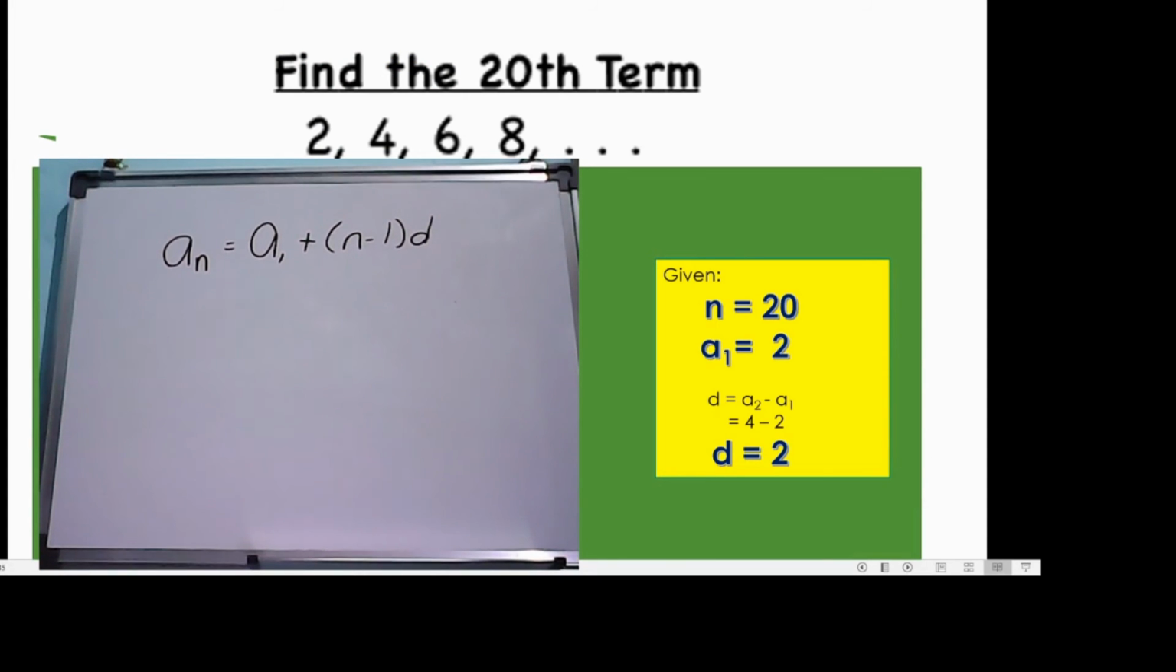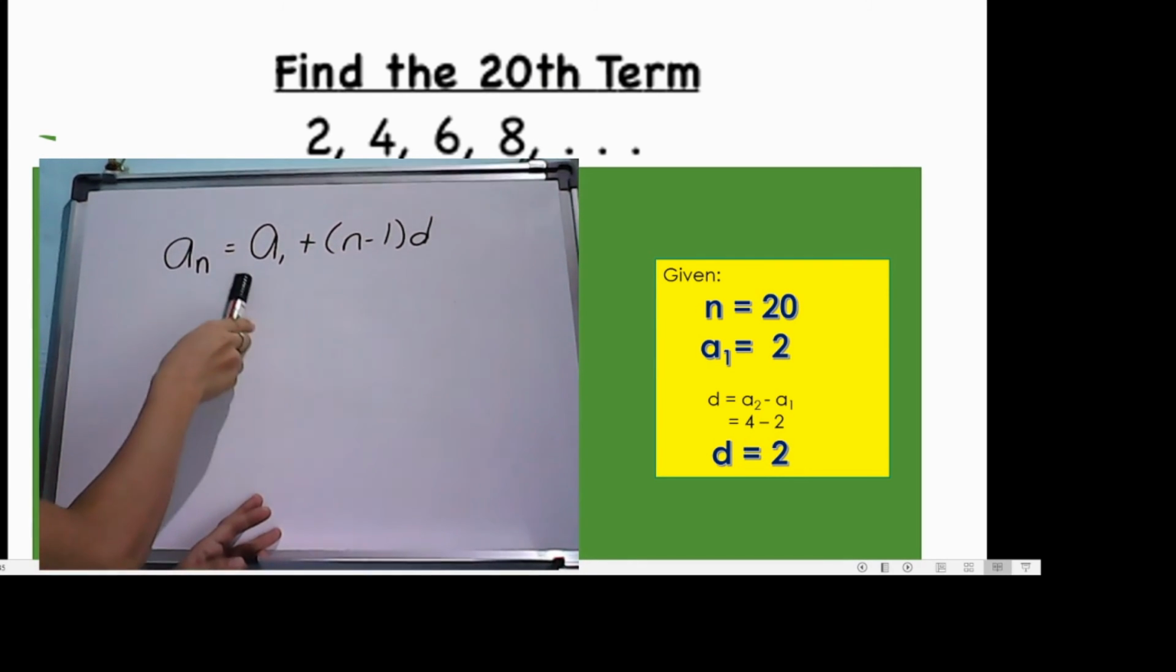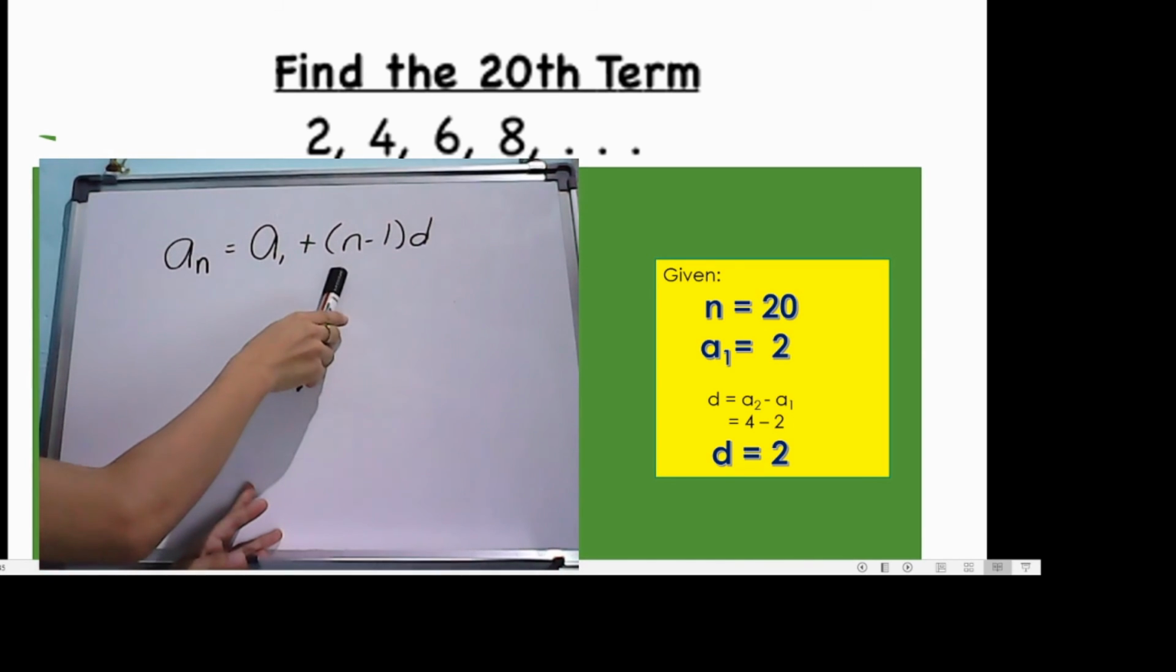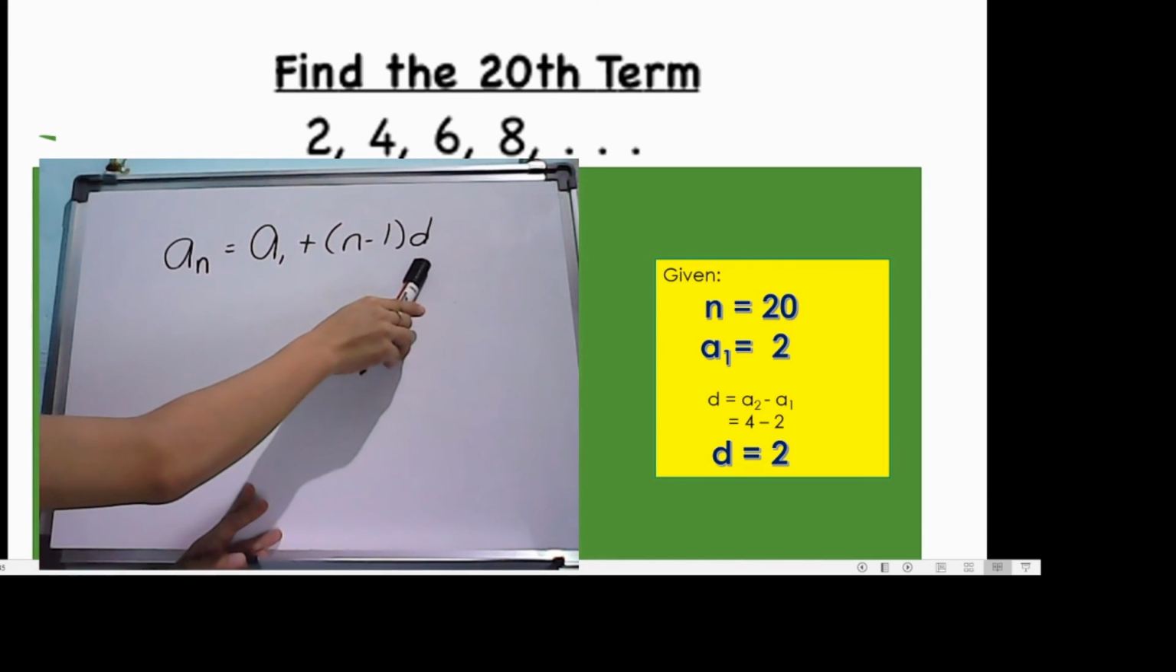Let's have the next example. Find the 20th term of 2, 4, 6, 8, and so on. So the given: n is equal to 20, a sub 1 is equal to 2, and the common difference is equal to a sub 2 minus a sub 1, which is 4 minus 2, which is 2. Then we substitute in our formula: nth term is equal to first term plus the number of terms minus 1 times the common difference.